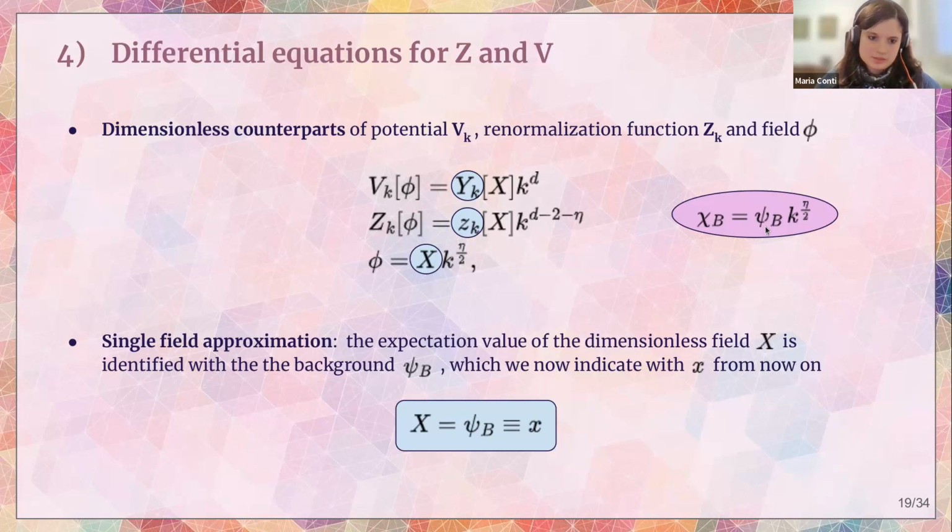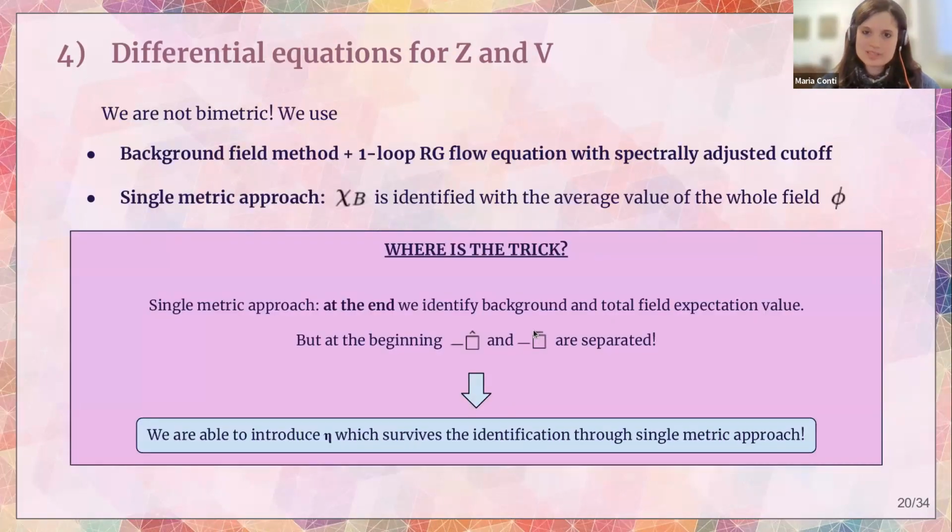Here comes the simplification. Now that we did all of our computations, because we already got our differential equation, we performed the so-called single field approximation. And by this, I mean that now, only now, the expectation value of the dimensionless field X, which is this guy here, is identified with the background psi b, which we now indicate with small x from now on because it looks better. So what is it that we're doing?